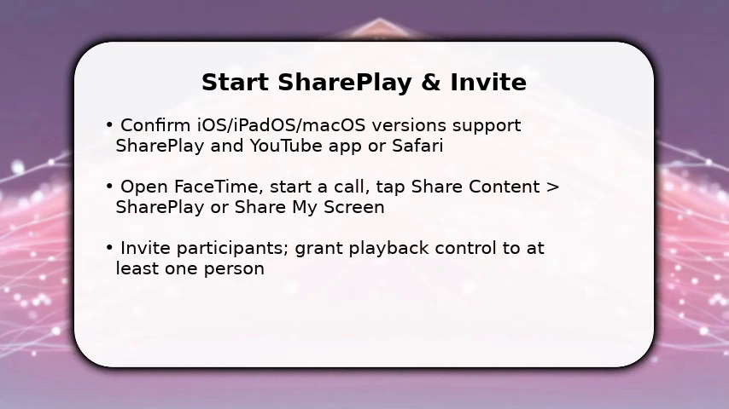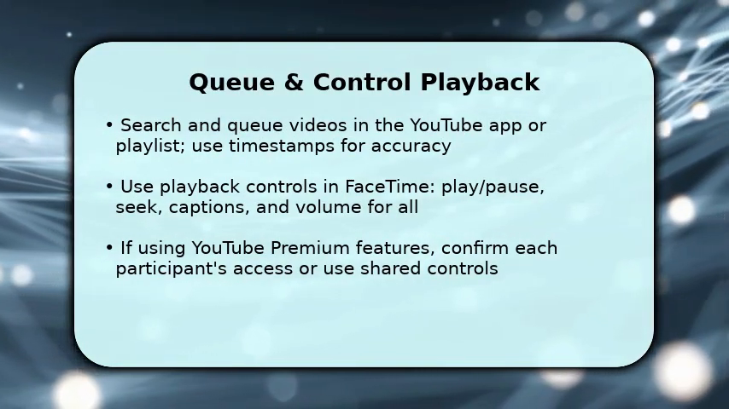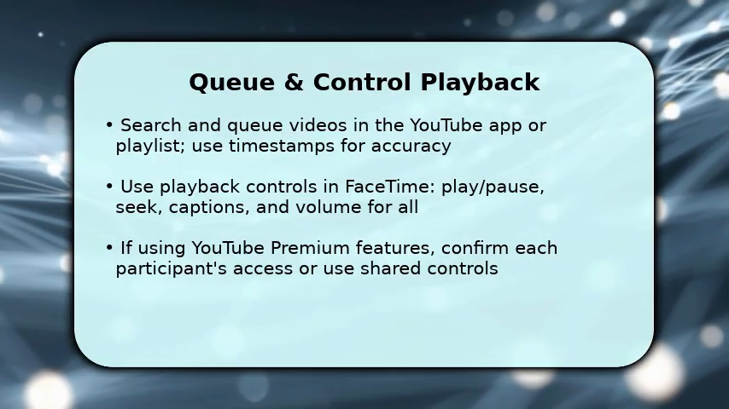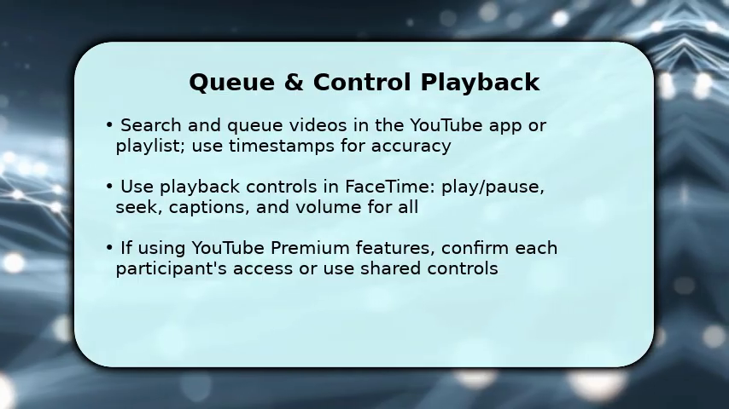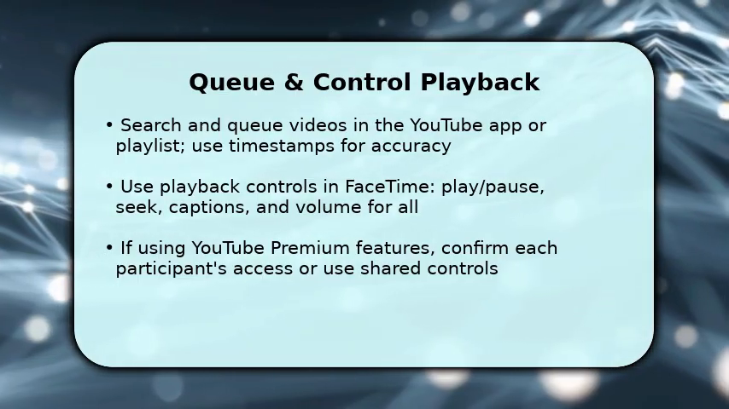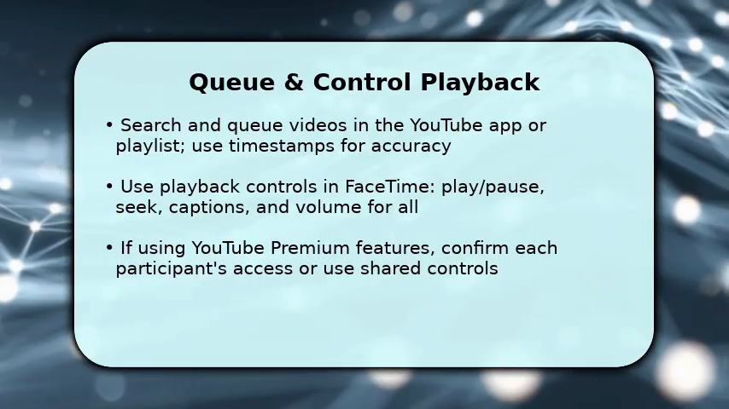Once done queuing a video, you control playback via the FaceTime overlay so every participant sees the same frame. Use the play, pause, and seek controls. You can also enable captions for accessibility. If you want to jump to a specific time, type or tap the timestamp so everyone jumps together.